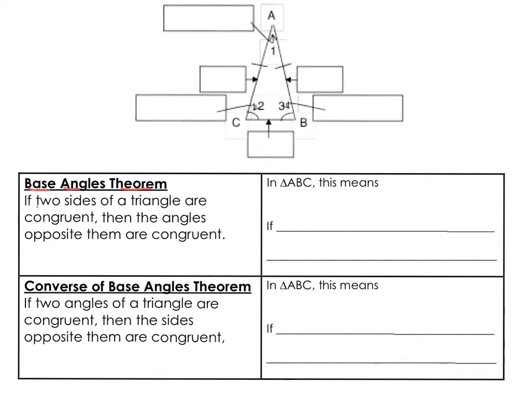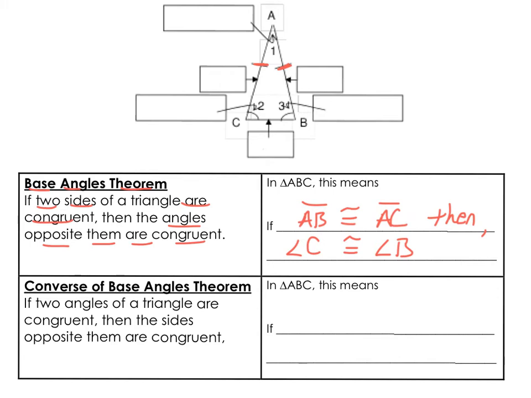If two sides of a triangle are congruent, so in this case, in triangle ABC, I'm referring to side AB and AC. If those two sides are congruent, then the angles opposite them are congruent. That goes on to say that angle C must be congruent to angle B. So in other words, if I'm given any isosceles triangle and I mark these two sides as being congruent, I can immediately mark my base angles as being congruent according to this base angles theorem.